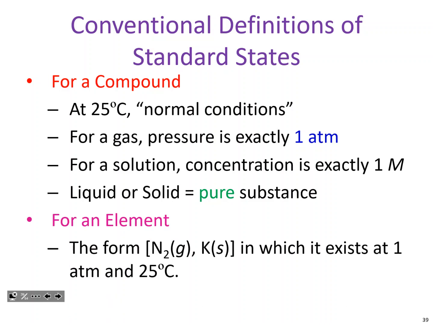Now, when we're talking about elements at standard states, we are talking about how the element exists at 25 degrees Celsius at 1 atmosphere. So nitrogen at 25 degrees Celsius in 1 atmosphere happens to be a gas. Like all the ones on my periodic table over there that have the green symbols, even though that periodic table is based off of 30 degrees Celsius, those ones are gases at standard states.